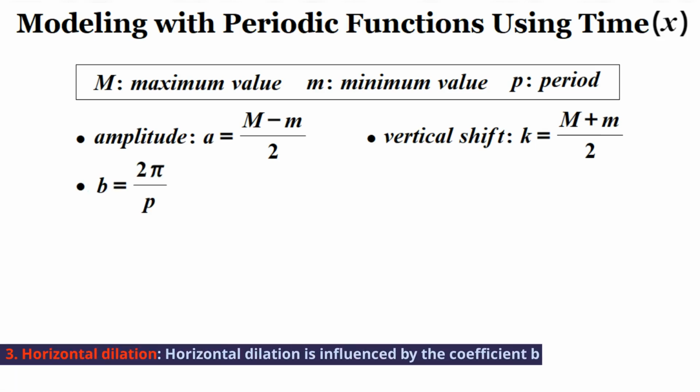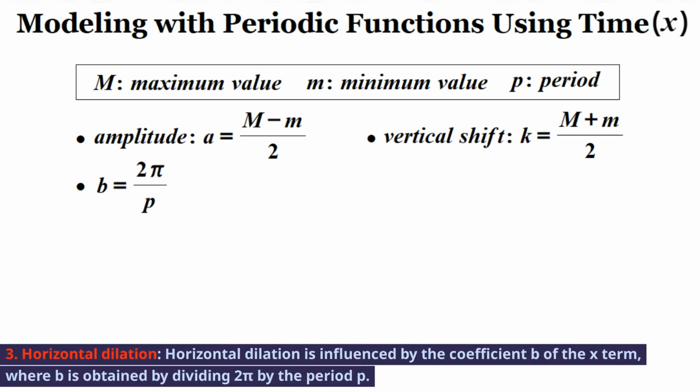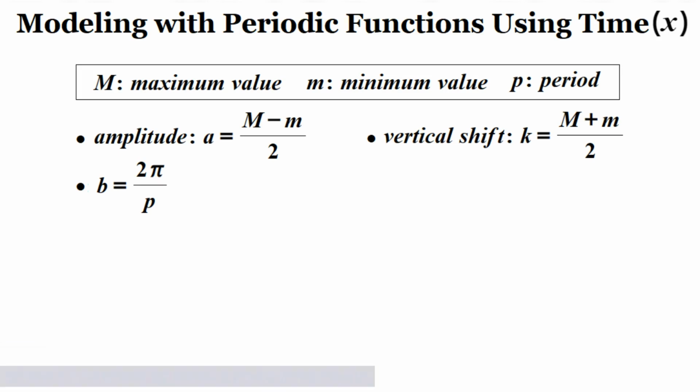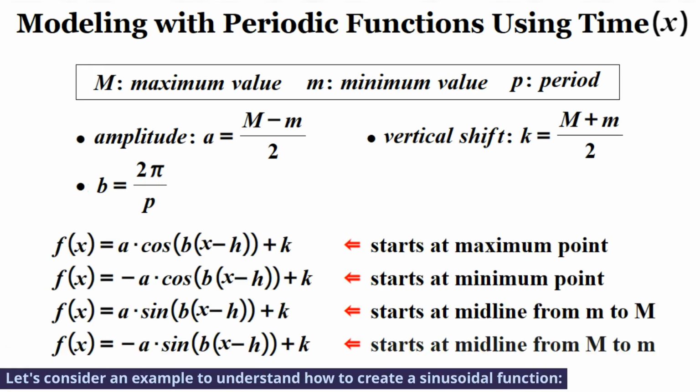3. Horizontal dilation. Horizontal dilation is influenced by the coefficient b of the x term, where b is obtained by dividing 2 pi by the period p. Let's consider an example to understand how to create a sinusoidal function.